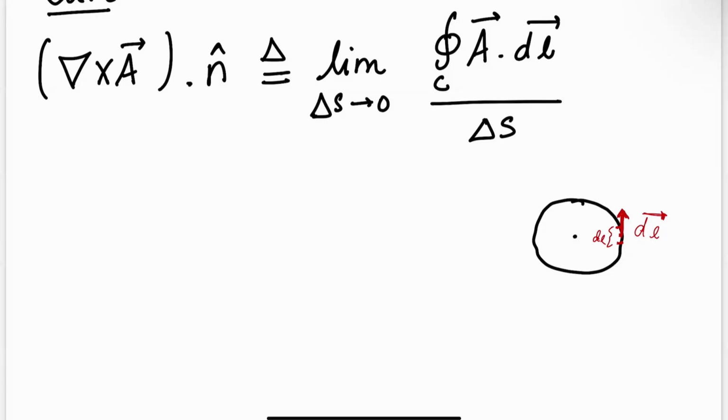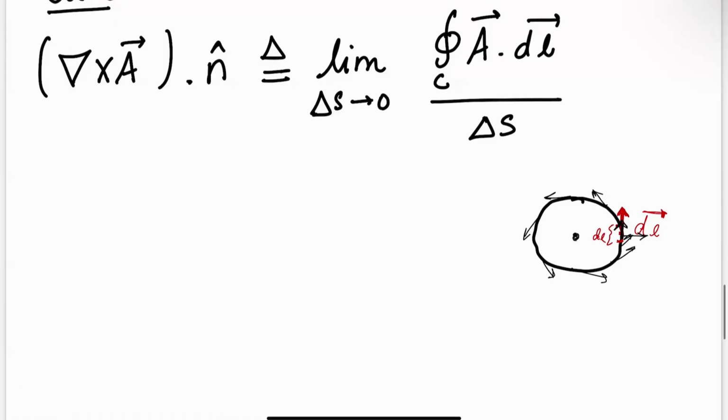And now you want to see how much of this vector field is going along this tangent, right? So when you do A dot dl, you get a large value if the vector field is along this contour, and if the vector field is normal to the contour, then A dot dl is 0, right? And you do it at all locations of this contour, and that gives you essentially how much of this vector field is circulating around this point, right?